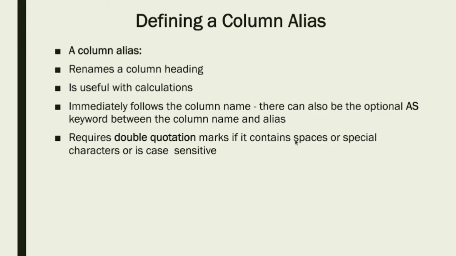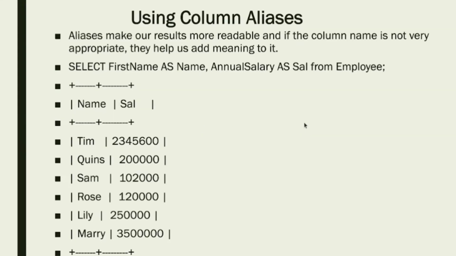Defining a column alias. A column alias renames a column heading and is useful with calculations. It immediately follows the column name. There can also be the optional AS keyword between the column name and the alias. Using column aliases makes our result more readable, and if the column name is not very appropriate, they help us add meaning to it. For example, select first name as name and annual salary as sal from employee.